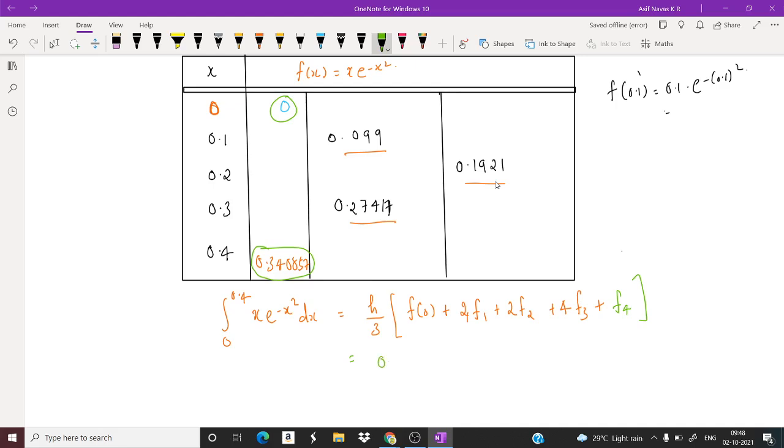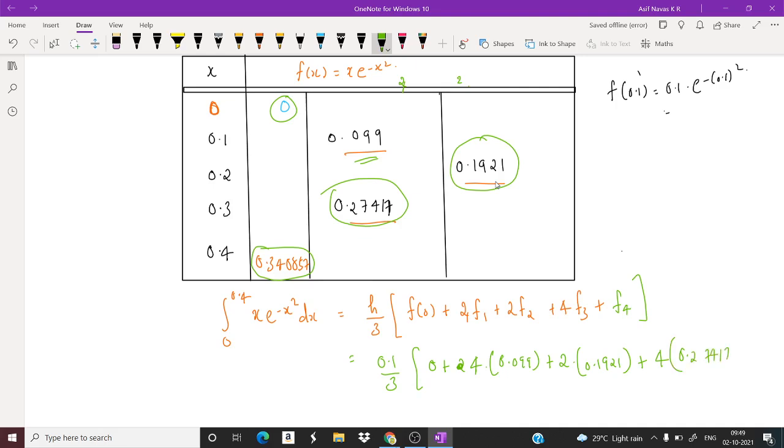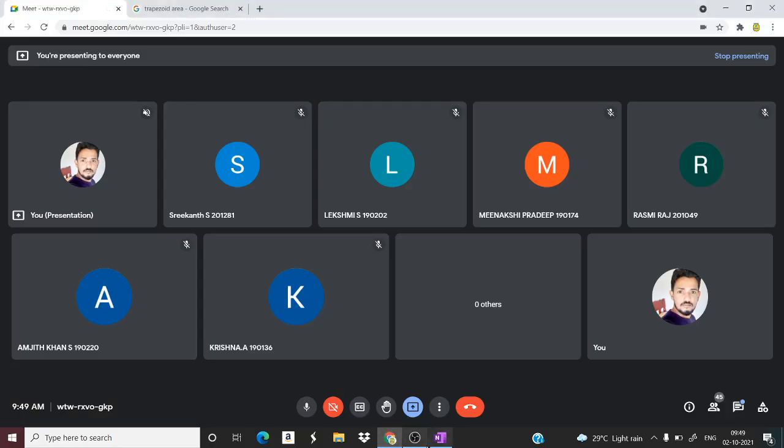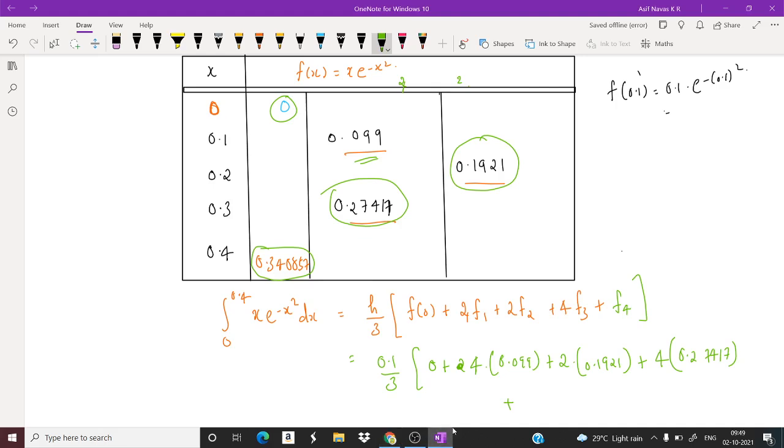Anybody have any doubt? So 0.1 by 3 into f of 0, which is 0, plus 4 multiple, the next is 4 into 0.099 plus 2 into f2, this 0.1921 plus the next again a multiple of 4, 4 into 0.27417 plus, and for the last term there are no multiples, so that is 0.340857.